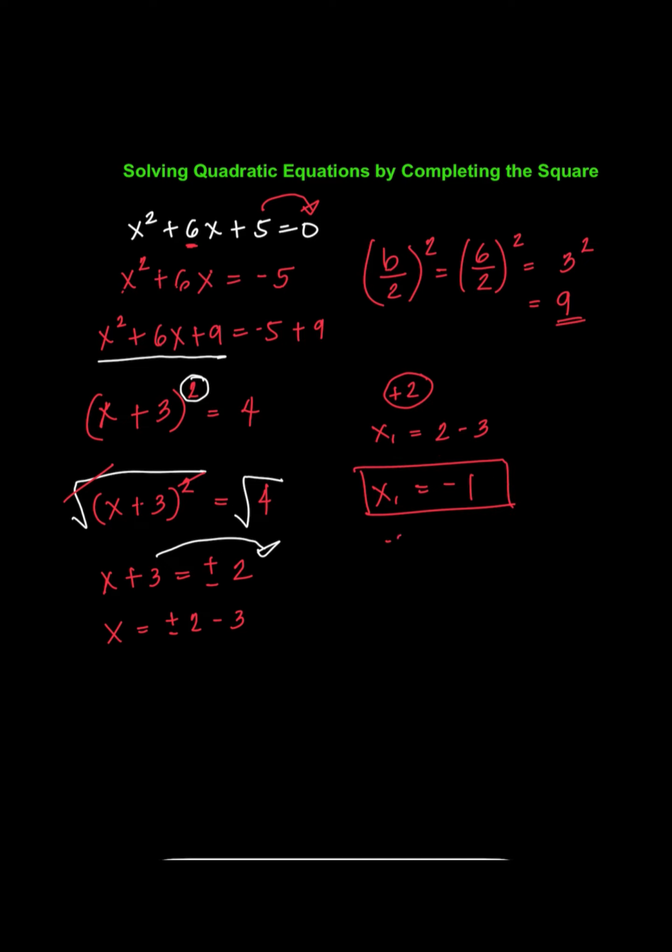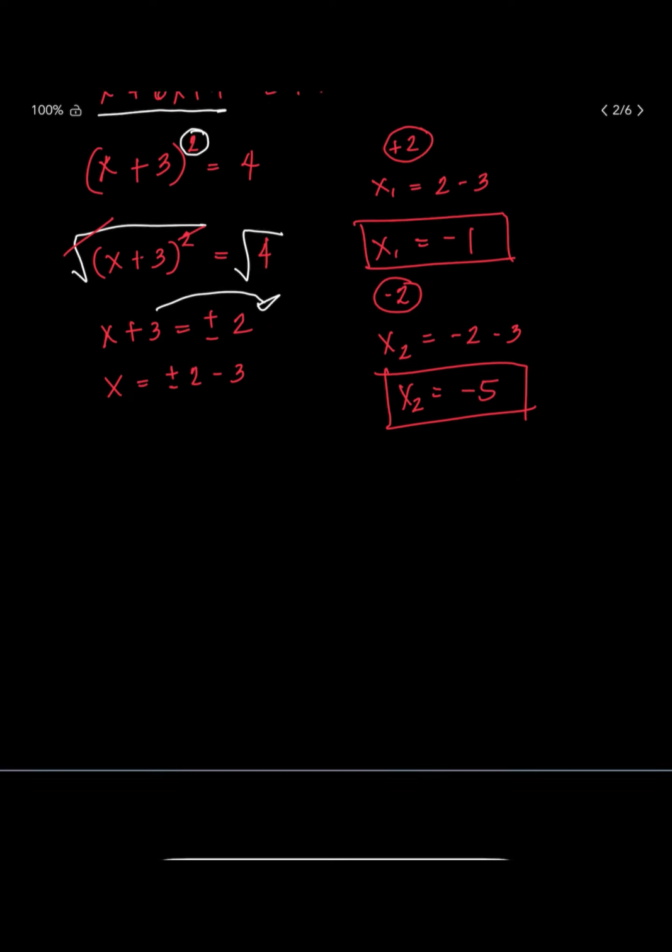Gamitin natin ulit yung negative 2. That is x2 equal to negative 2 minus 3. So, x2 is equal to negative 5. So, yan yung second value ng x. Alright? So, let's proceed to the next example.